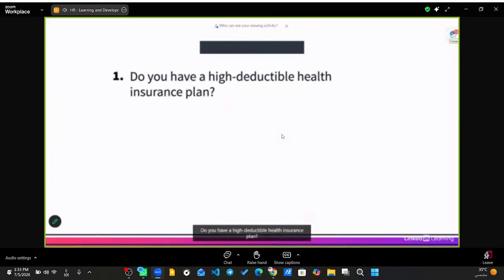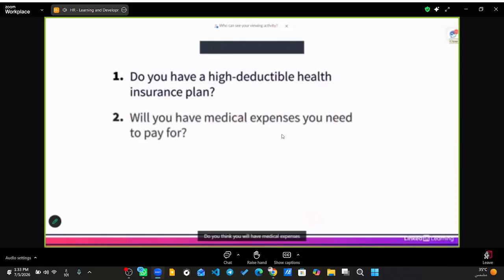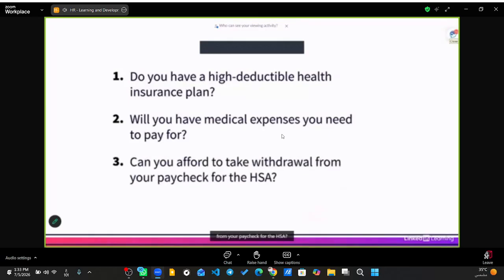Do you have a high deductible health insurance plan? Do you think you will have medical expenses that you need to pay for? And can you afford to take a withdrawal from your paycheck for the HSA? Get started by answering these 3 questions before deciding whether an HSA account is the way to go for your health insurance plan.